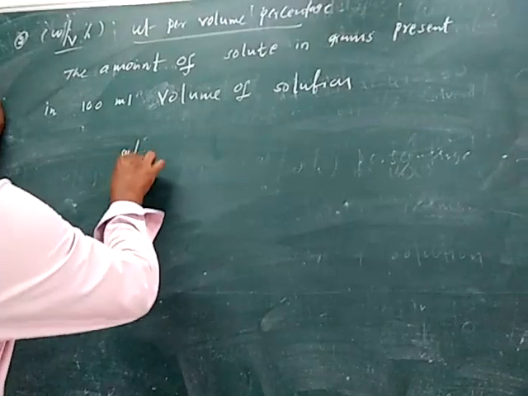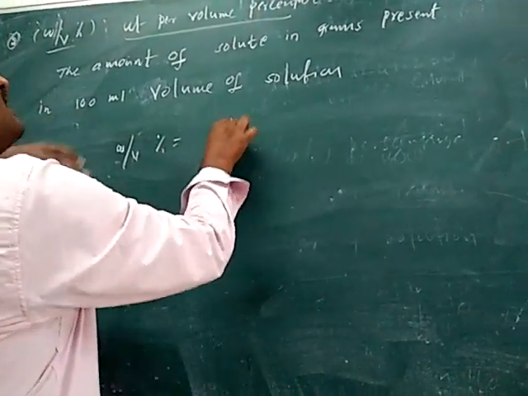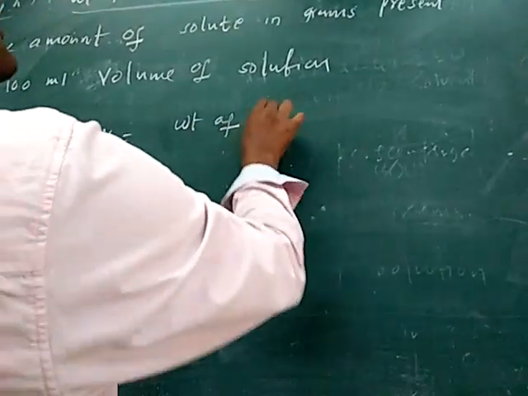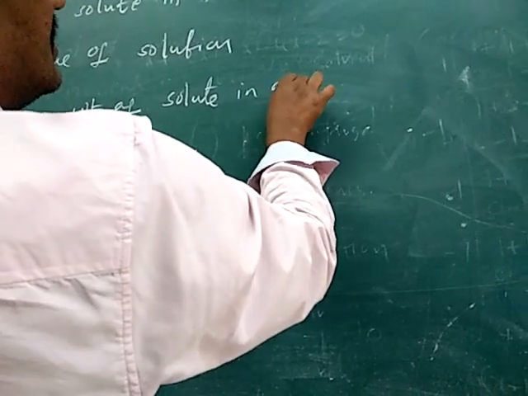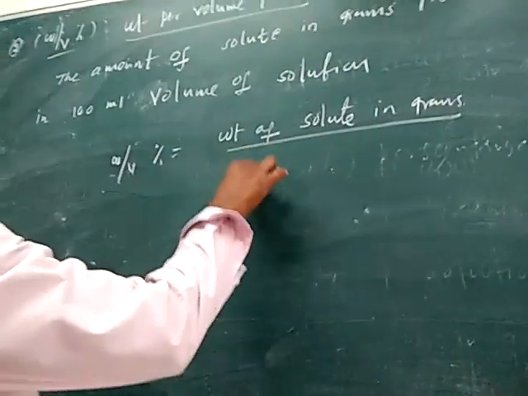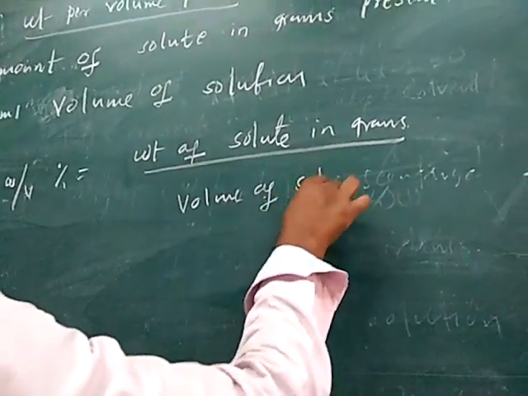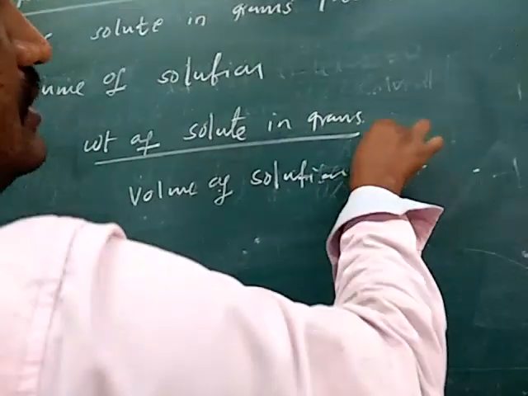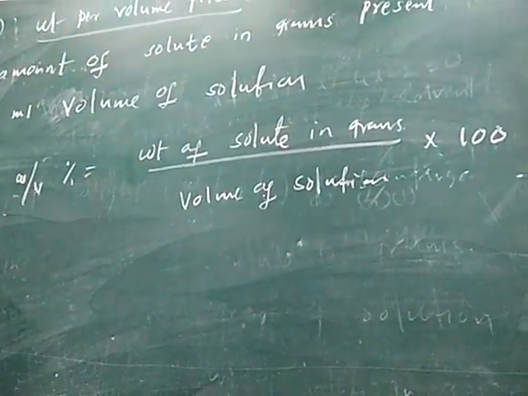So weight per volume percentage is equal to weight of solute in grams by volume of solution, volume of solution into 100.